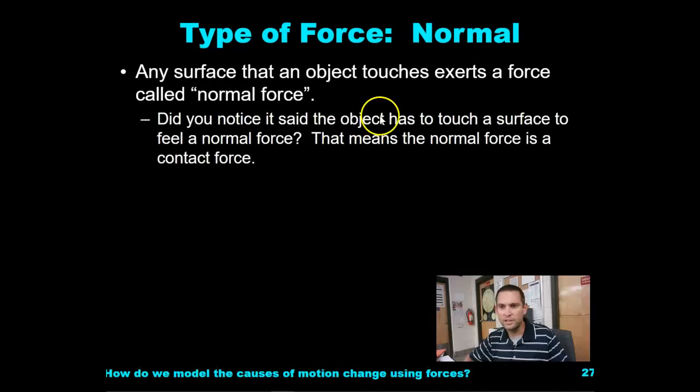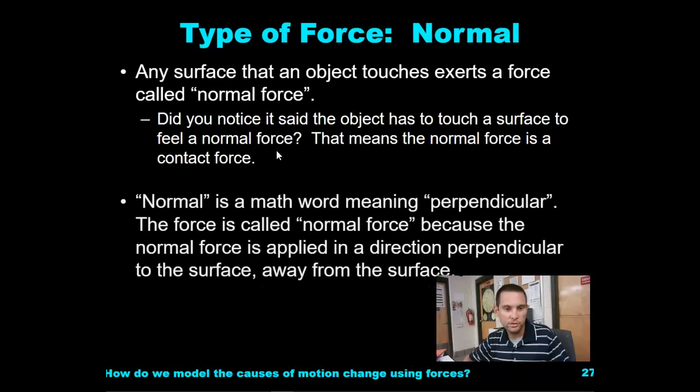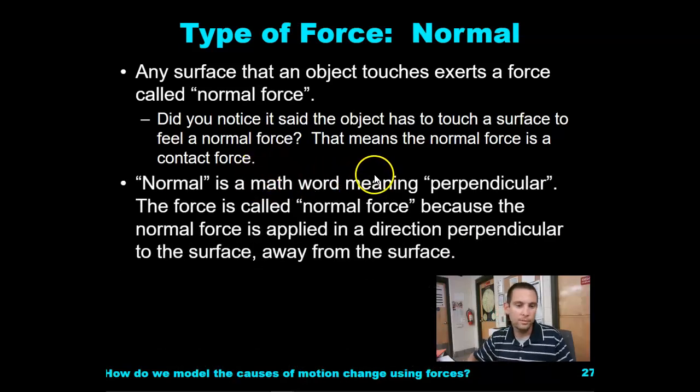Did you notice that the object has to touch a surface to feel a normal force? That means the normal force is a contact force. Normal is a math word meaning perpendicular. The force is called a normal force because it is applied in a perpendicular direction to the surface, away from the surface. Going back to the phone and the eraser, the normal force is going to be up in this direction, perpendicular, pushing away.